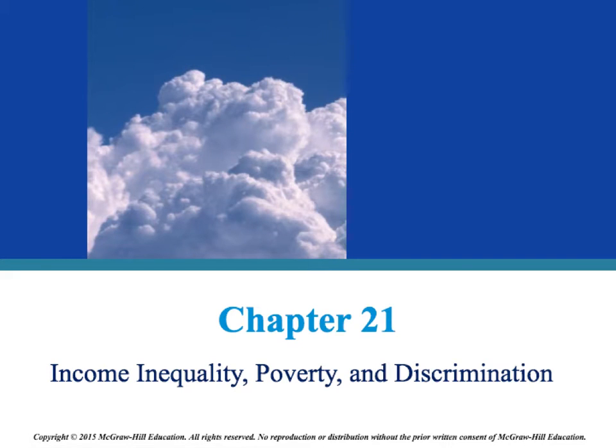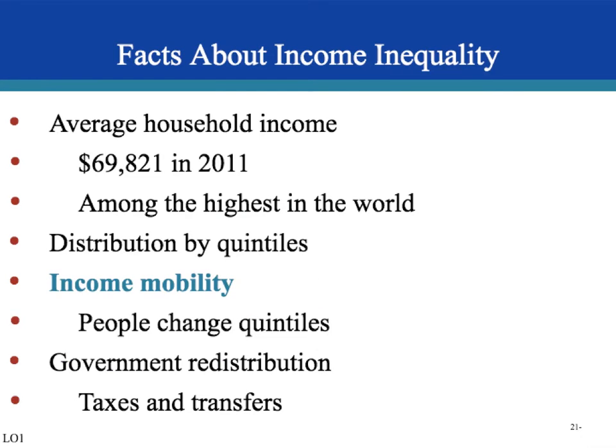Okay, Chapter 21, Income Inequality, Poverty, and Discrimination. The average household income in 2011 was almost $70,000, and it's among the highest in the world. So the U.S. is considered a rich country, a developed country. One way that income inequality is measured is through distribution by quintiles, and we will see this in a couple of slides.